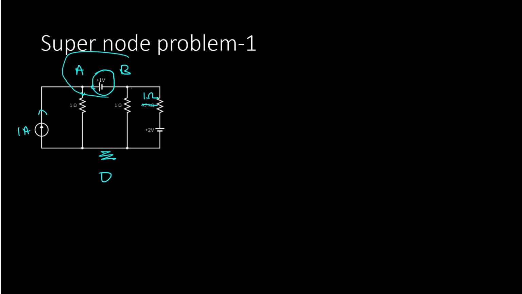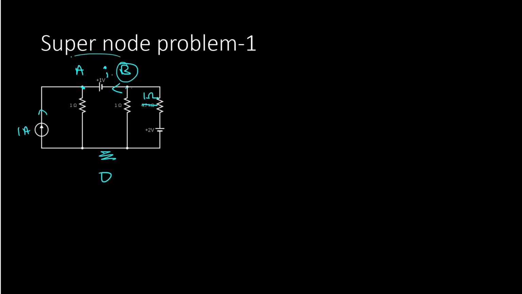A supernode is when two nodes are attached only to a voltage source, then those two nodes can be combined into a single node, which is called a supernode. Why is this allowed? Because whatever current is coming through this node ends up entering A. If the current coming through this node is I, that same current will enter A. So we can consider it to be one node and solve one node equation using KCL and directly obtain the solution. So how do we solve this supernode problem?